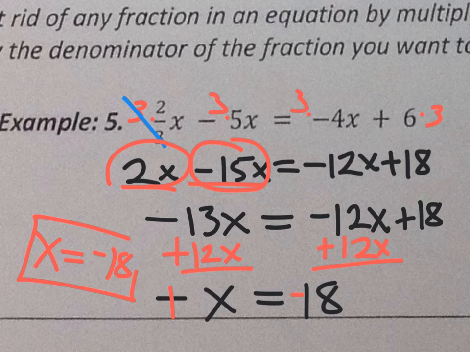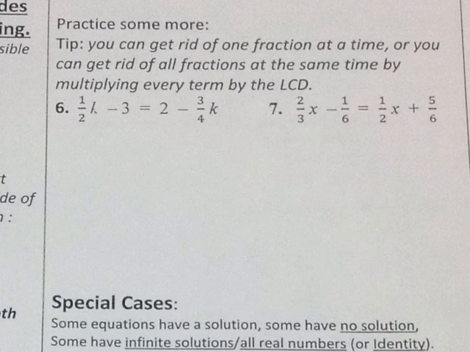Let's move on to something more fun. In these questions, you have several fractions. And remember, you could get rid of any fraction you want by multiplying everything by the denominator. So number 6. Well, actually, let's read through this. It says you could get rid of one fraction at a time, or you could get rid of all fractions at the same time by multiplying everything by the LCD.